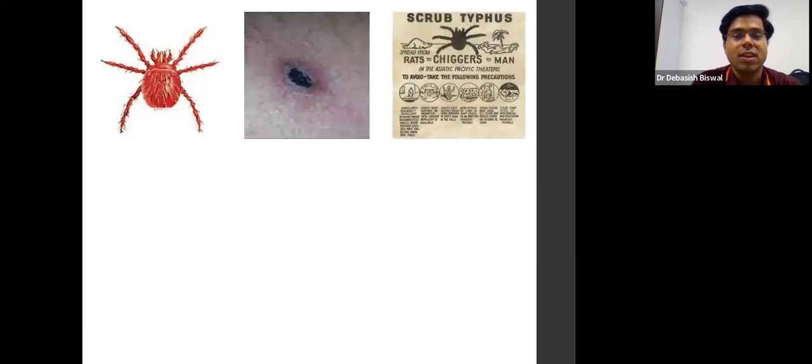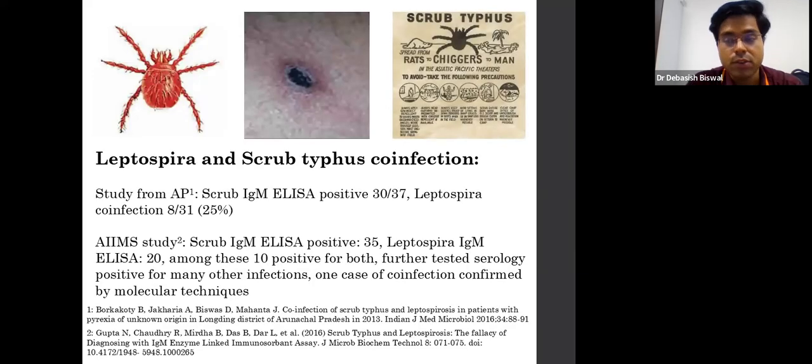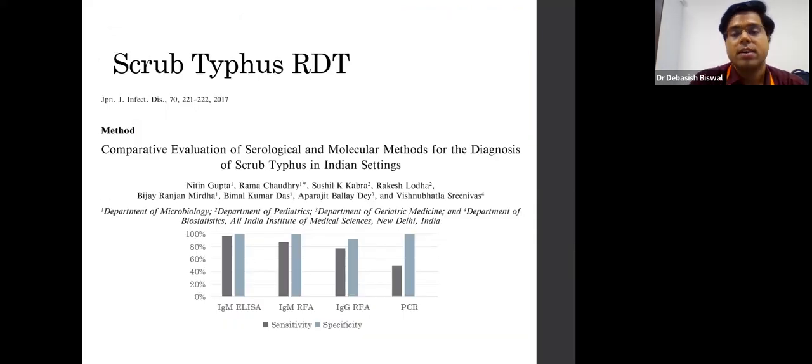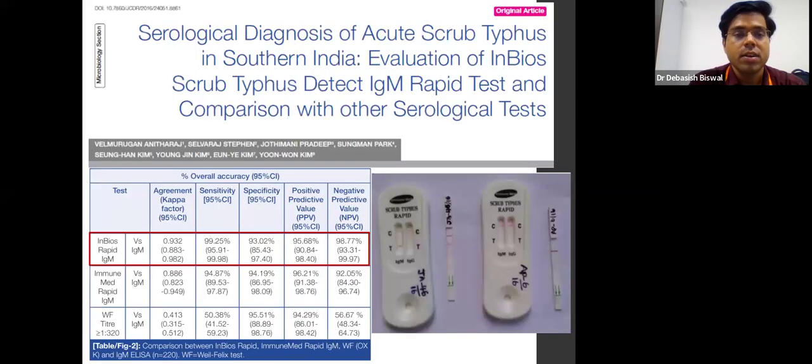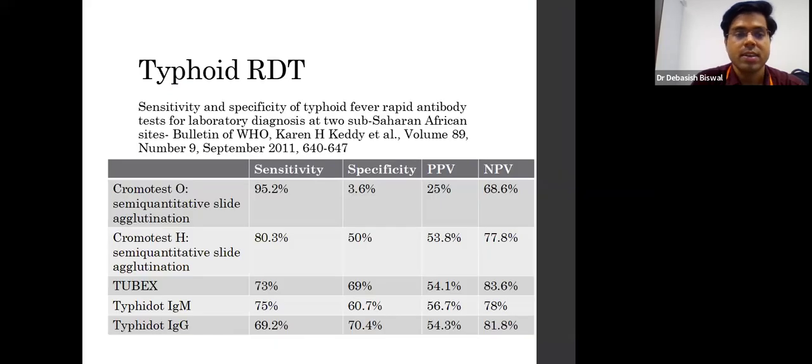Now, this all comes to scrub typhus. We do often come across leptospira and scrub typhus co-infection. So it is very important to also rule out scrub typhus, and we do have an RDT for scrub typhus. So this is the scrub typhus rapid card, which detects both IgM and IgG. You can see the test line. It will appear as a pink colored line. And there are various companies like InBios, Immune, and WF, which do have commercial scrub typhus RDTs.